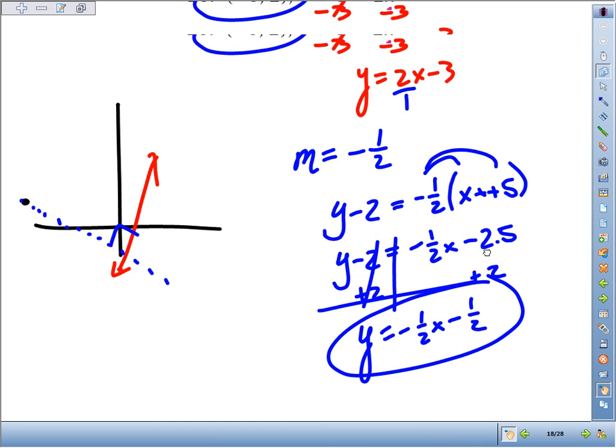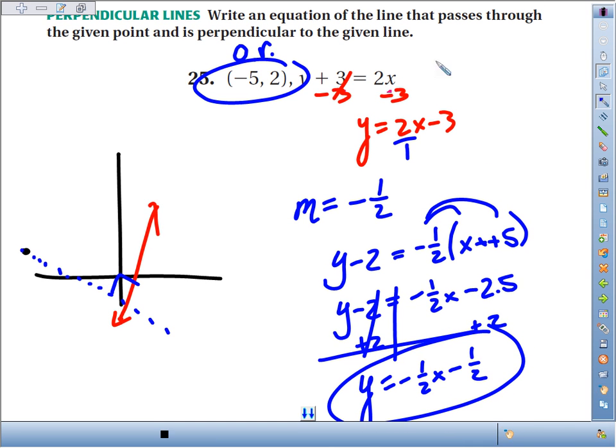So that would be our final answer. Y equals negative 1/2 x minus 1/2. It's perpendicular to the given line, but it goes through the given point.